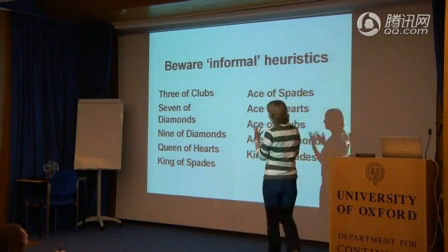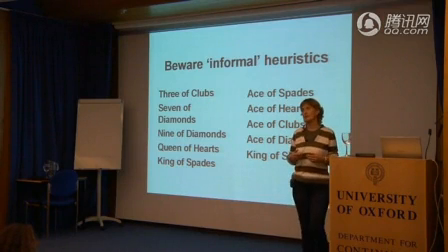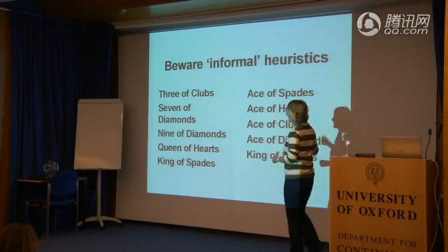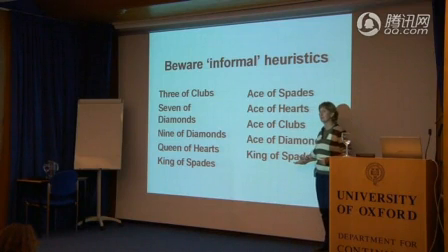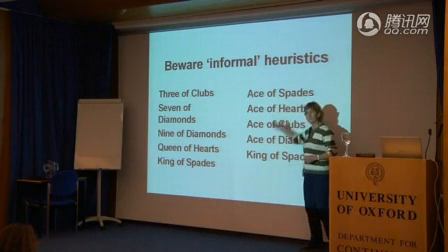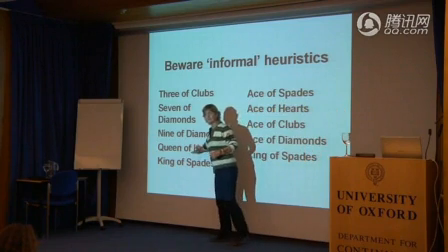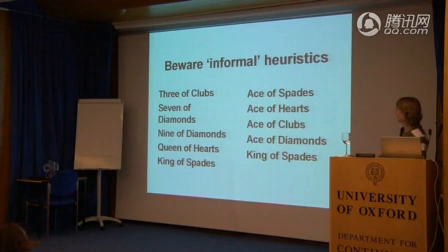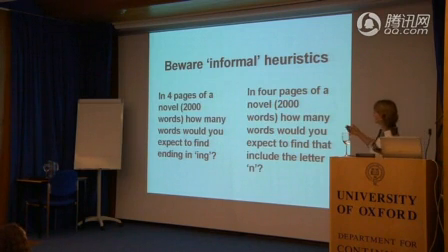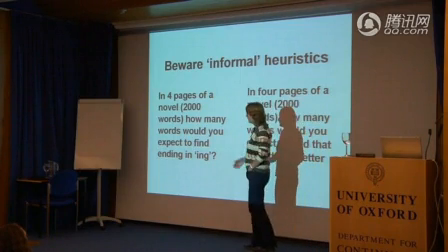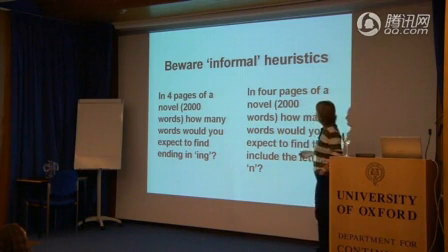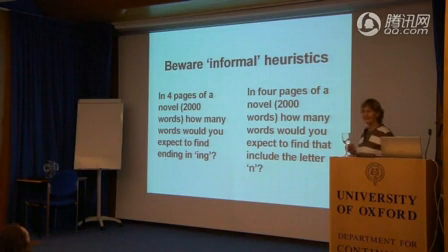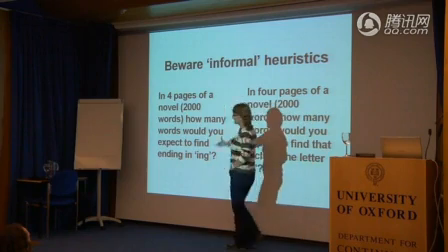Okay, so if an inductive generalization is based on an informal claim like this, in my experience hands like this never come up, therefore this one is much less likely than that one, then you should be very wary of the generalization. And here's another one, and I expect you're all going to be clever enough to get this too. In four pages of a novel, how many words would you expect to find ending in ing? And in four pages of a novel, how many words would you expect to find that include the letter N? Would you expect that to be larger than that, or vice versa?